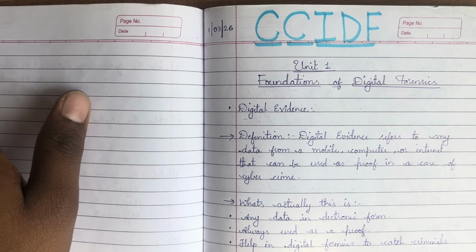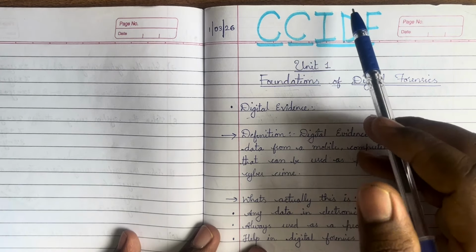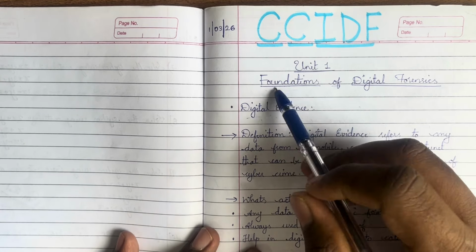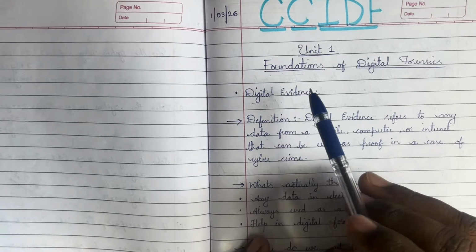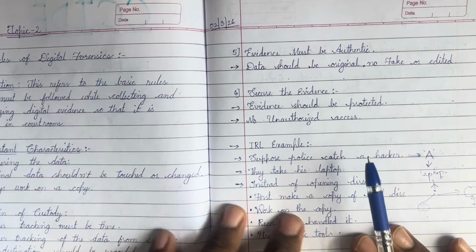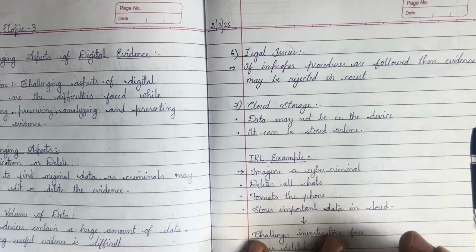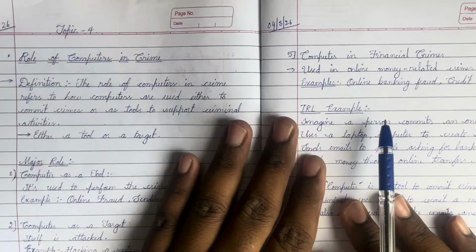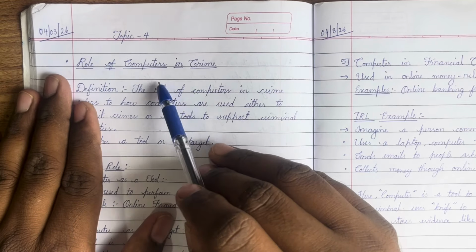In our previous 3 videos, I explained what we mean by CCIDF and we discussed the different types of topics in Unit 1, Foundations of Digital Forensics. So till now we covered topic number 1, Digital Evidence, topic number 2, Principles of Digital Forensics, topic number 3, Challenging Aspects of Digital Evidence. Now in video number 4 and topic number 4, we'll be discussing the role of computers in crime.